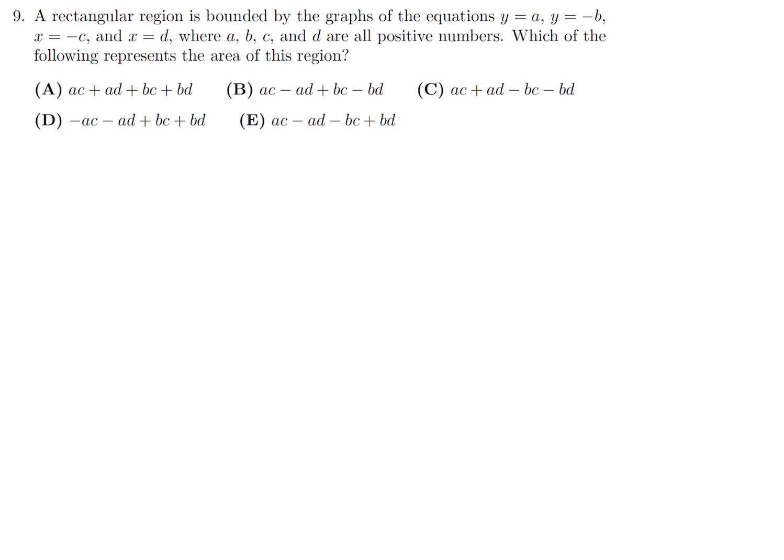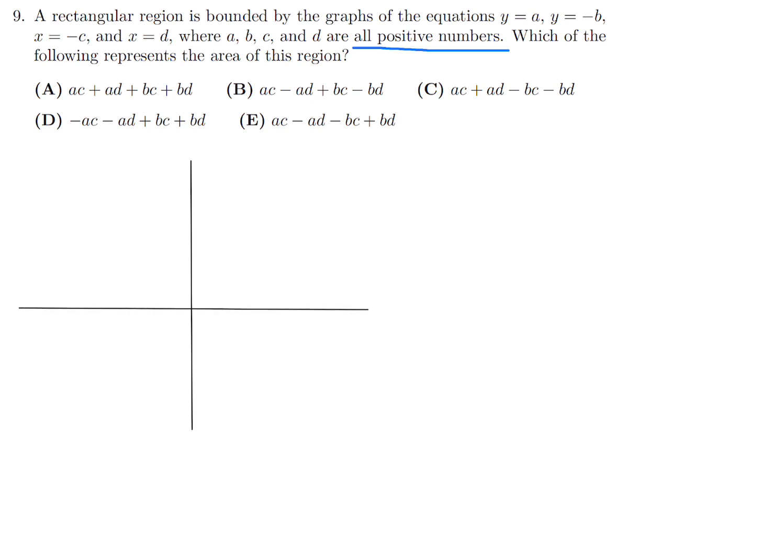A rectangular region is bounded by the graphs of the equations y equals a, y equals minus b, x equals minus c, x equals d, where a, b, c, and d are all positive integers, positive numbers. Which of the following represents the area of this region? So let's draw a quick graph, and then we'll talk about this.